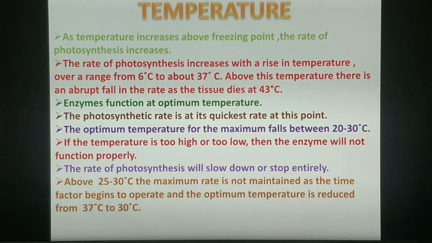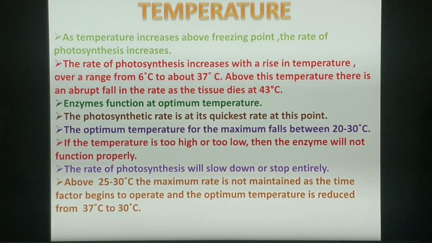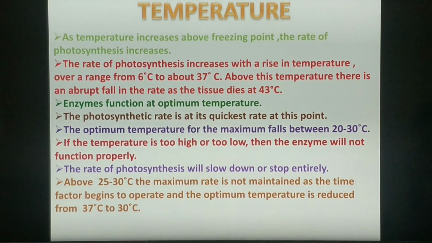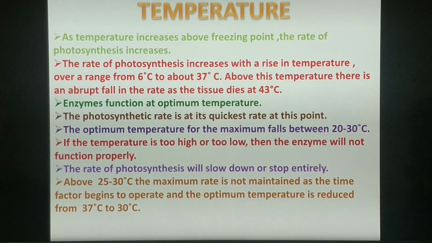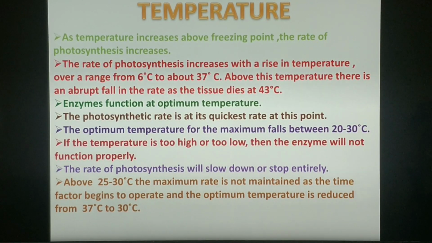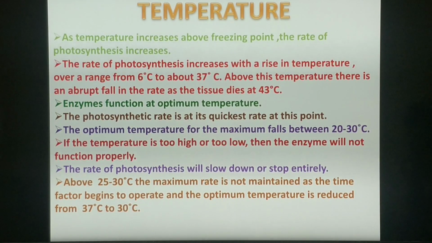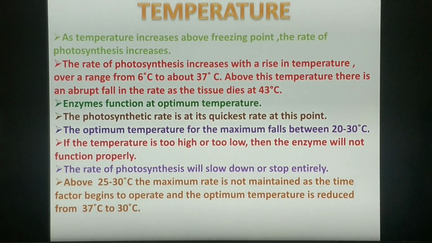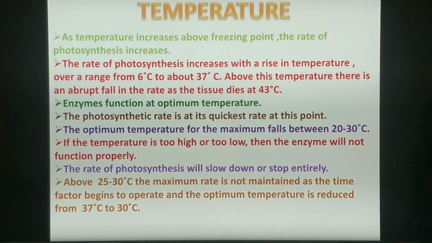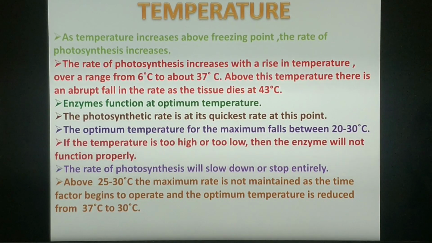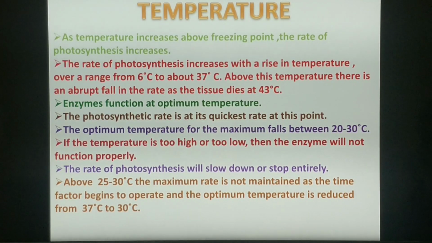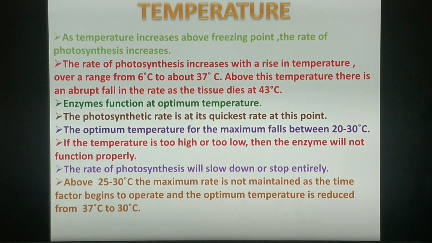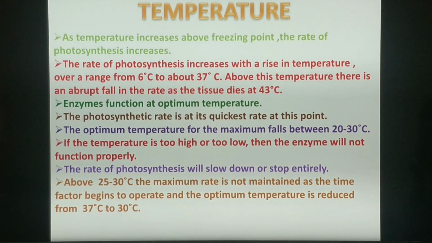Now let's see what role temperature plays. As temperature increases above freezing point, the rate of photosynthesis also increases. The rate of photosynthesis increases with a rise in temperature over a range from 6 degrees Celsius to about 37 degrees Celsius. Above this temperature, there is an abrupt fall in the rate as the tissues die at 43 degrees Celsius.